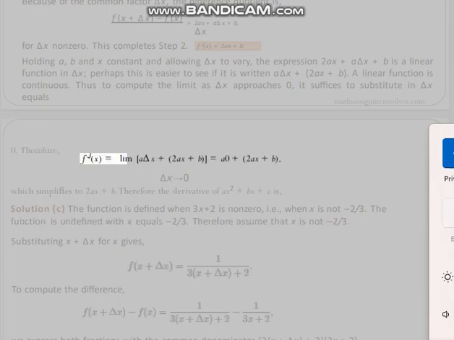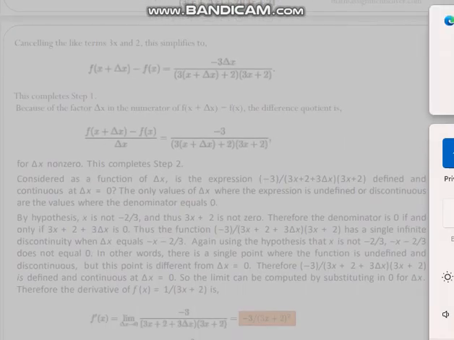Therefore, f'(x) equals the limit as delta x approaches 0 of a delta x plus 2ax plus b, which equals a times 0 plus 2ax plus b, which simplifies to 2ax plus b. Therefore, the derivative of ax² plus bx plus c is 2ax plus b. Substituting x plus delta x for x gives f(x plus delta x). To compute the difference, we express both fractions with the common denominator, (3(x plus delta x) plus 2)(3x plus 2).